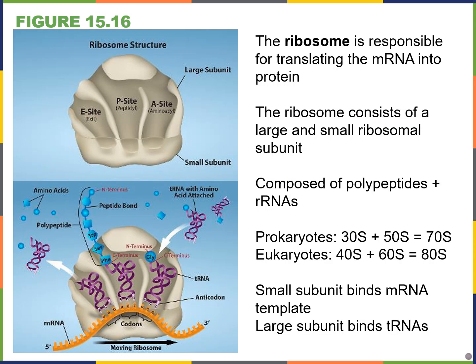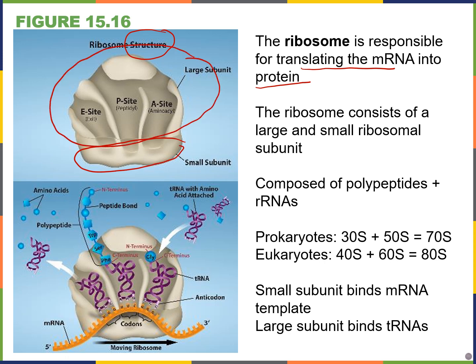The ribosome is the main structure that's responsible for translation. It's going to be reading the messenger RNA and translating that into protein. If I look at the structure of the ribosome, it's made of a small subunit and a large subunit. If you look at the entire ribosome, it's composed of polypeptides and ribosomal RNAs. And some of these ribosomal RNAs will have a catalytic function.